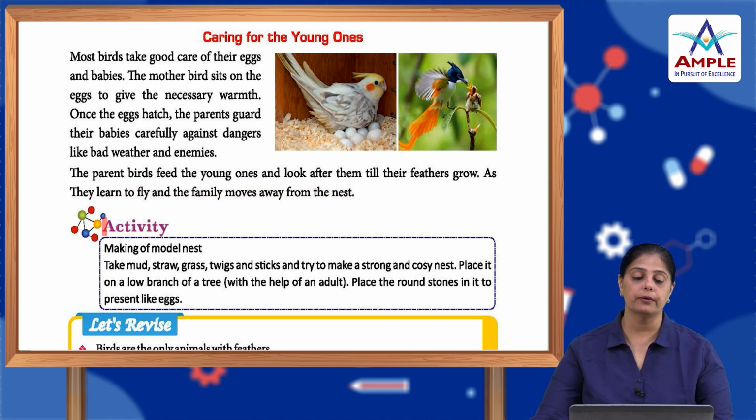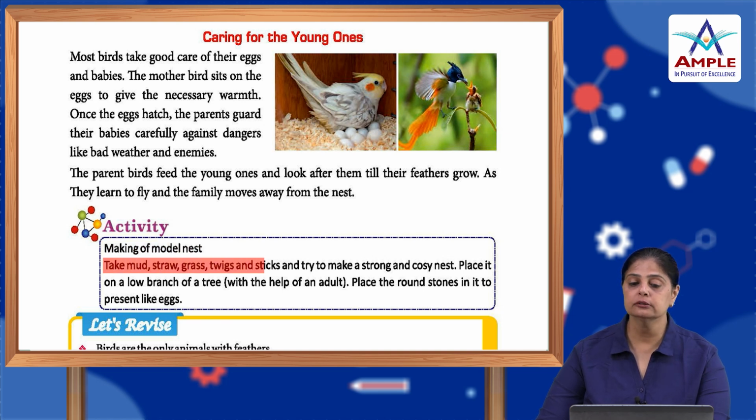Alright? Now, activity. You have to make a model nest. Take mud, straw, grass, twigs and sticks and try to make a strong and cozy nest. Place it on a low branch of a tree with the help of an adult. Place round stones in it to represent eggs.